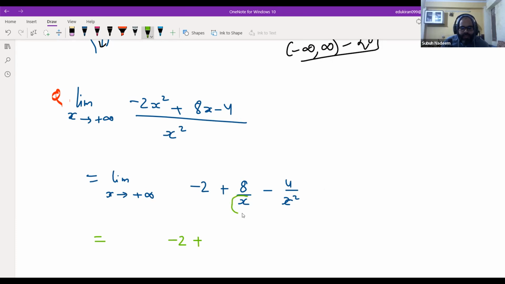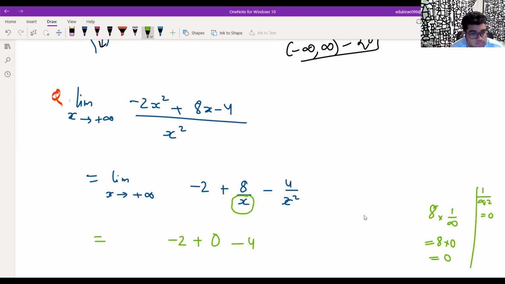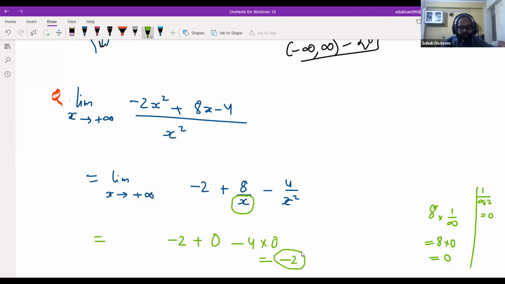If you put x as infinity, what will be its reciprocal? 0. So 8 into 1 by infinity, and 1 by infinity is actually 0. So this will be 0. Minus 4, what about 1 by infinity square? This will also be 0, since if a very large value is squared, you will again get a very large value. So this will also be 0. So minus 2 will be the final answer.